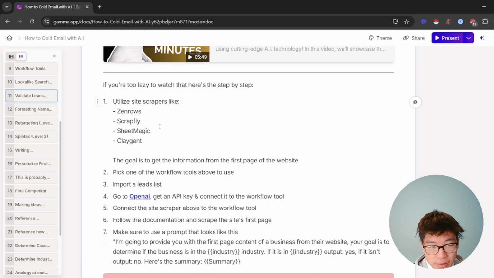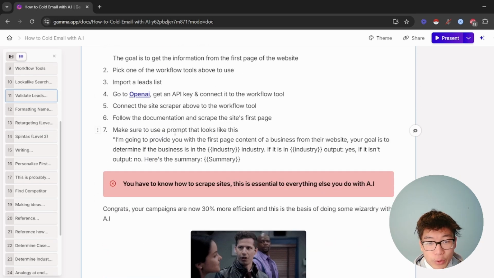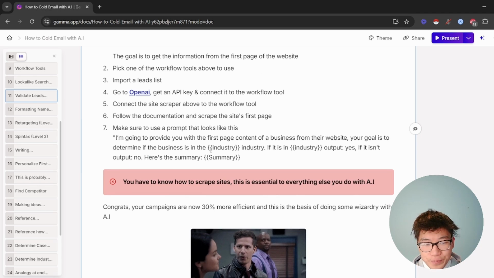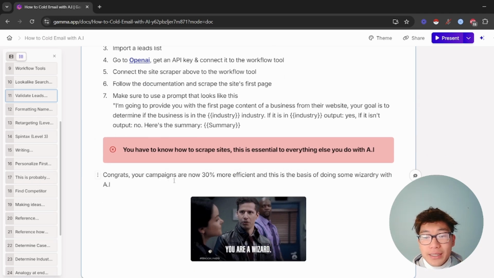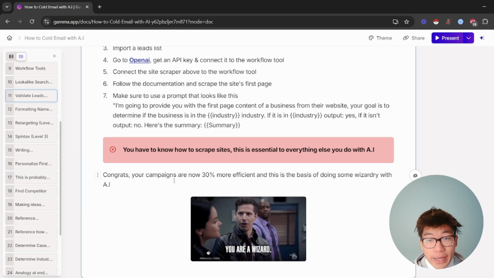I'm just saying this because these are cheaper and you can definitely run it. At scale, it gets a bit more expensive. So congrats, your campaigns are now 30% more effective. And this is the basis of doing some wizardry with AI, some serious wizardry.